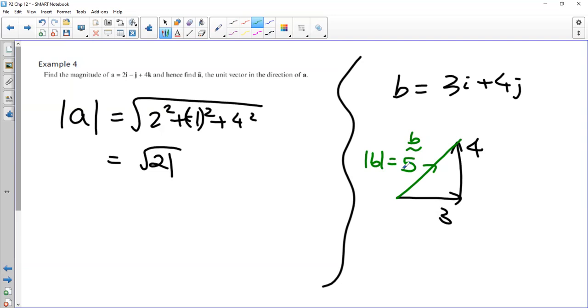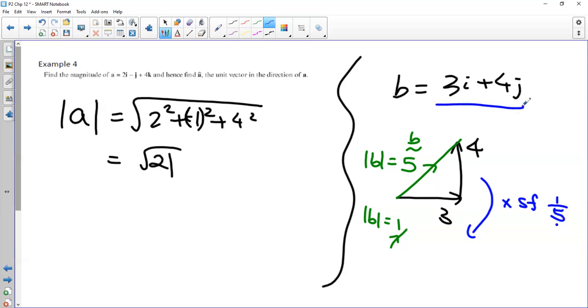So what unit vector means is, if we shrink this vector to a distance of 1, so now the length is just 1. Essentially what you've done is multiplied by a scale factor of a fifth. Where does the 5 come from? The 5 comes from the magnitude. That's why the unit vector of B will be 3i plus 4j times a fifth. So to find the unit vector, you can do the vector divided by the magnitude. So the unit vector equals 1 over root 21 of the vector A, 2i minus j plus k.